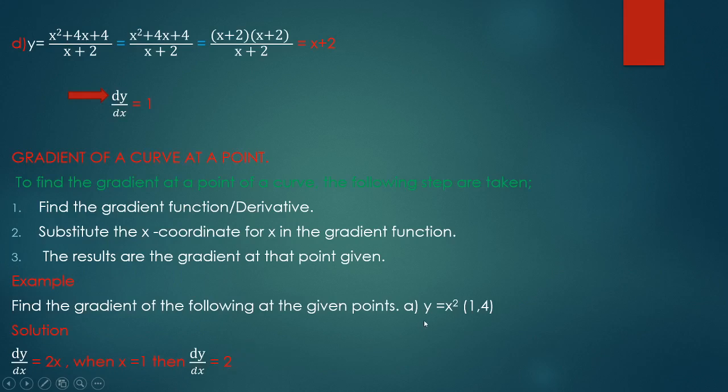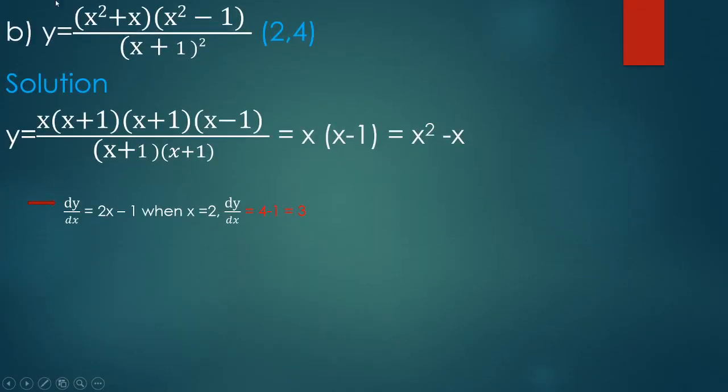And that is the gradient of the curve at that given point, at the point (1, 4). That is the gradient. Part B, we find the gradient of y equals (x squared plus x)(x squared minus 1) all over (x plus 1) squared at the point (2, 4). Remember, we need to find the derivative of this, that's dy over dx.